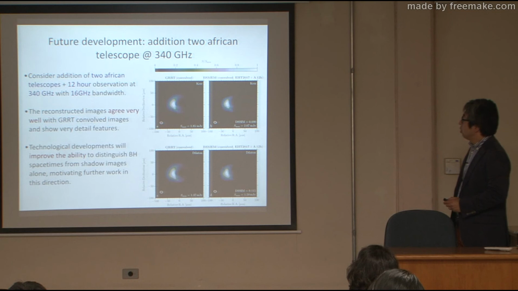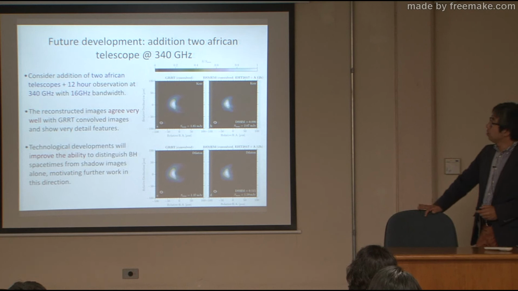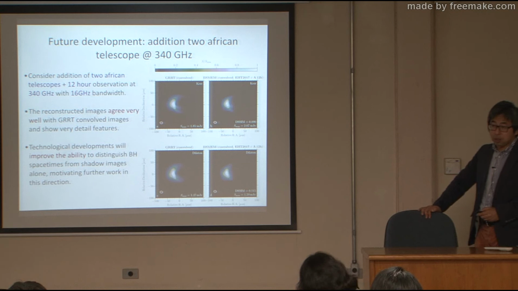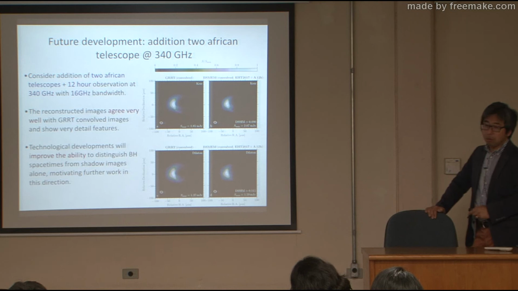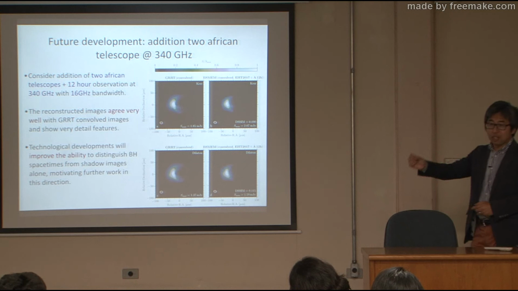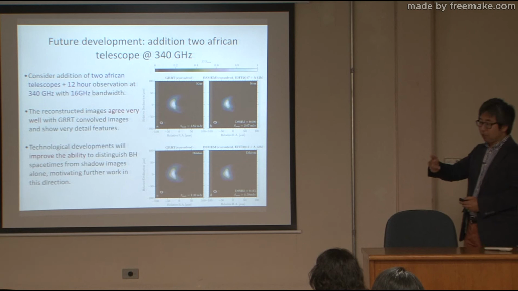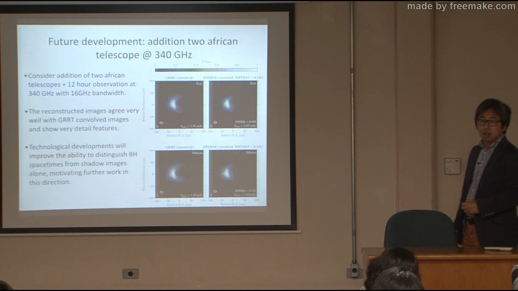In the future, we are also considering 340 gigahertz. As far as I know, the 2020 observation jumped to 340 gigahertz observation. So we are considering additional telescopes as a possibility. The HINO also proposed an African telescope in Namibia currently, but there are two possible locations. So here I put in two African telescopes, not one. Then you have to interpolate the frequencies. No. The VLBI. Yes.